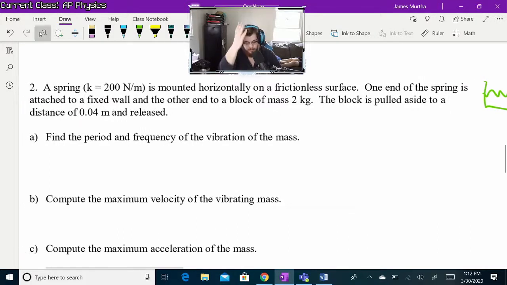So we have a horizontal spring. It has a spring constant of 200 newtons per meter. It's mounted horizontally on a frictionless or near-frictionless surface, so we don't have to worry about the force of friction. Thank God. Now, one end of the spring is attached to a fixed wall and the other is attached to a mass of 2 kilograms. The block is pulled inside a distance of 0.04 meters and then released.